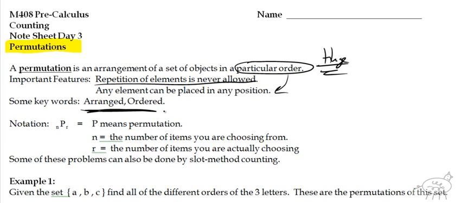The notation for this is nPr. National Public Radio, just kidding, but it is nPr. P means permutation. n is the number of items you are choosing from, and r is the number of items you're actually choosing. So you have a pool of things to choose from, that's n, and how many I'm choosing from that pool is r. Some of these problems can also be done using the slot method.